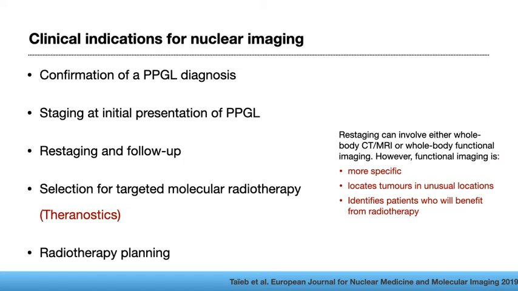Another indication for nuclear imaging is for follow-up purposes. We can either use whole body anatomical imaging or functional imaging. However, functional imaging is more specific and can locate the tumors in unusual sites. So, it's more accurate in determining further management plans.